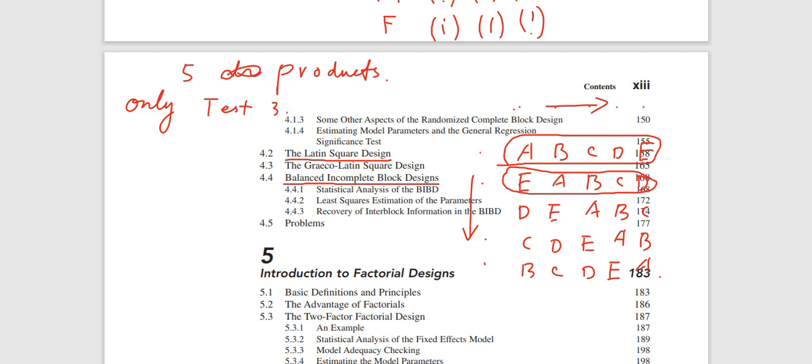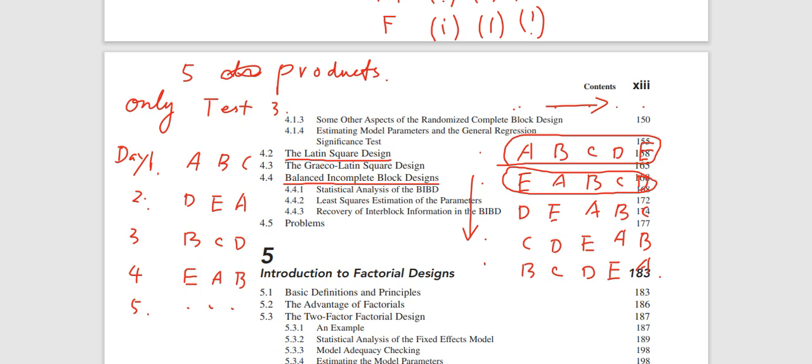So on day 1, I can only test 3: A, B, C. On day 2, we can test C, D, E. On day 3, I can take B, C, D, and on day 4, E, A, B, and so on, like day 5. Each day I can only test 3 of them.